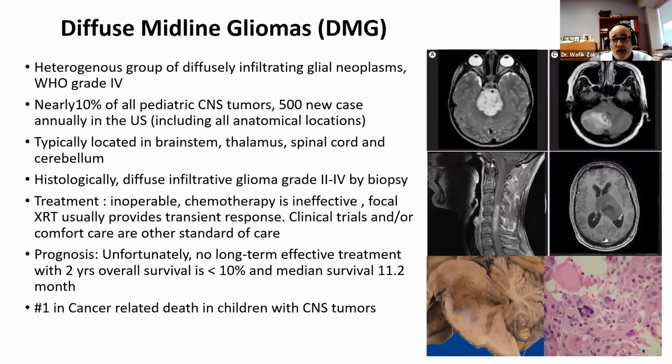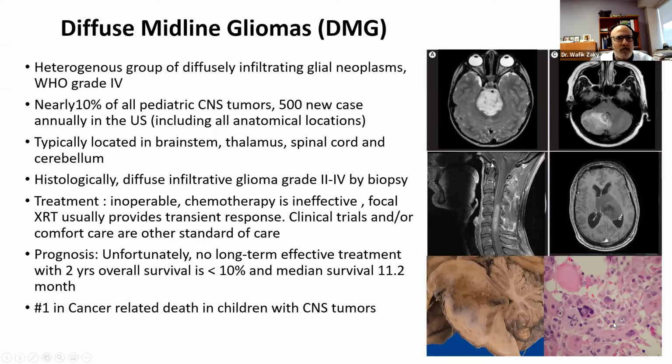Prognosis, unfortunately, there is no long-term effective treatment, with the 2-year overall survival less than 10% and median survival about 11.2 months. And this is the number one cause of cancer-related deaths in children with CNS tumors. I'm adding here, one of my patients had an autopsy. He had a remarkable response to chemotherapy with 60% reduction, but he died in the ICU from respiratory failure because of the necrosis that developed. And the autopsy was showing grade 2 astrocytoma.